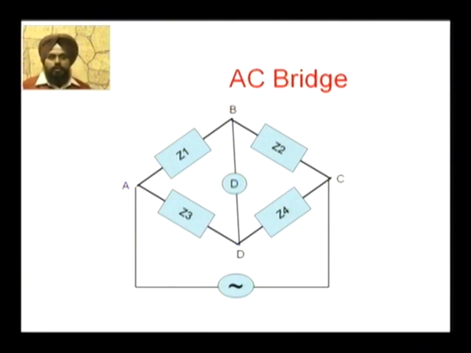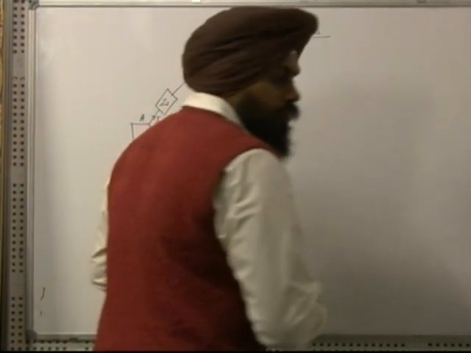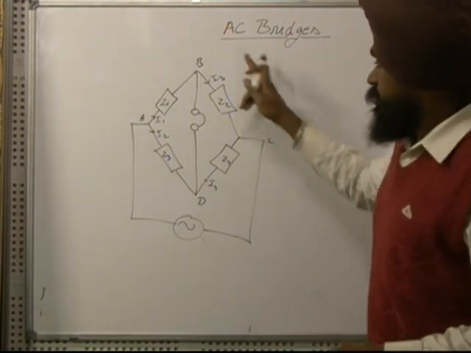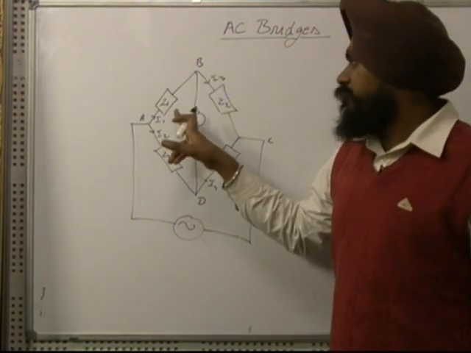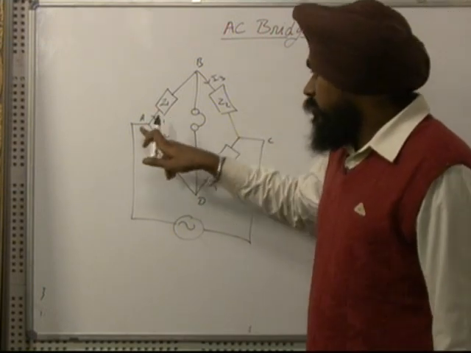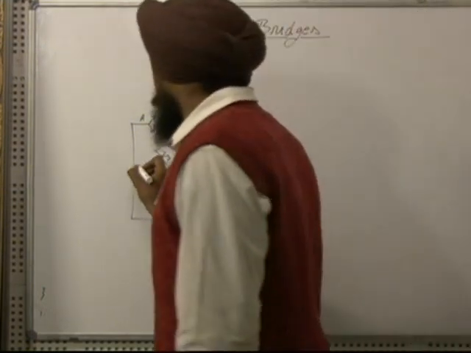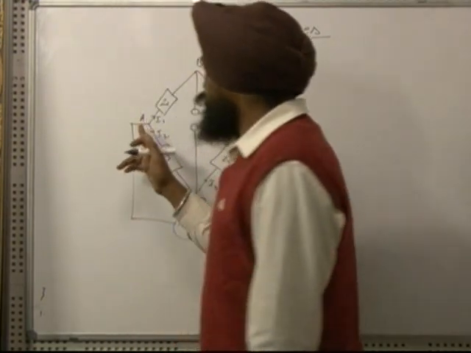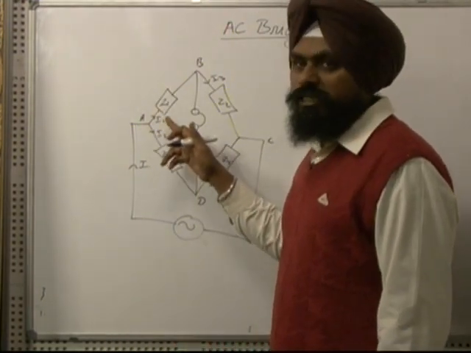Now, when a balance condition is achieved, then the current flowing through the detector will be 0. जैसे हम व्हीटस्टोन ब्रिज के अंदर करते हैं वैसे ही हम इसमें करते हैं. So say this is our bridge. We have 4 impedances Z1, Z2, Z3 and Z4. Now let the current here be I. At the node A, the current is splitting into 2 parts, say I1 and I2.